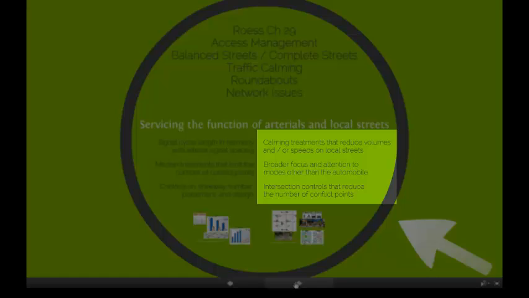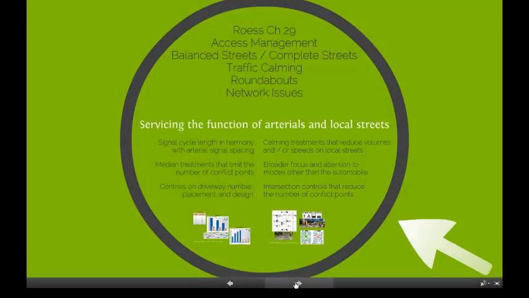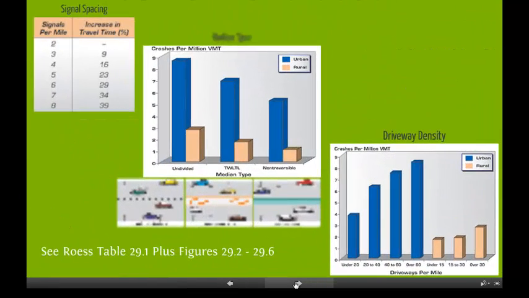On the right, we find calming treatments that reduce volumes and/or speeds on local streets. Broader focus and attention to modes other than the automobile. Intersection controls that reduce the number of conflict points. Let's take a closer look.